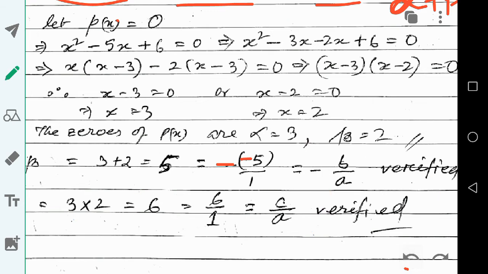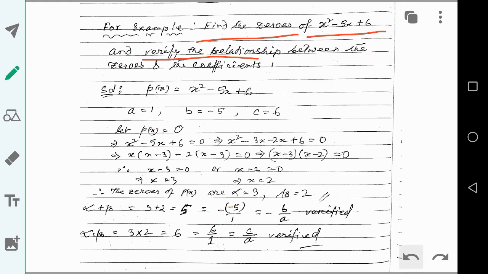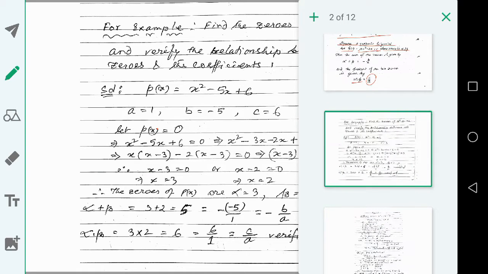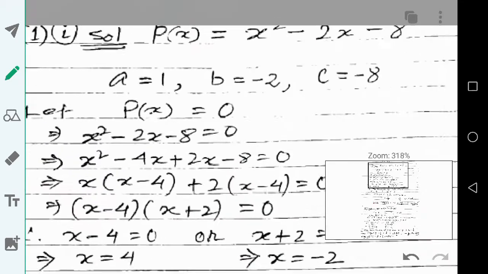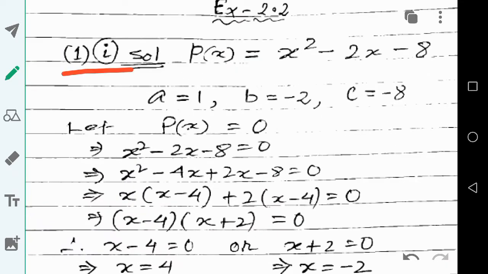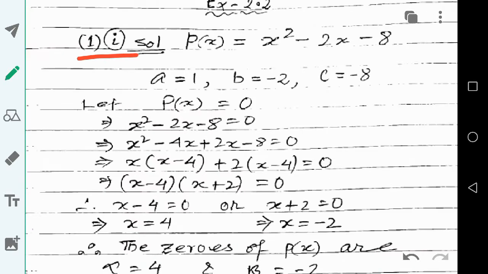Now let us solve the problems of Exercise 2.2. Here you see this is the first question. In this exercise we need to find the zeros of these given polynomials, and also verify the relationships between the zeros and the coefficients.